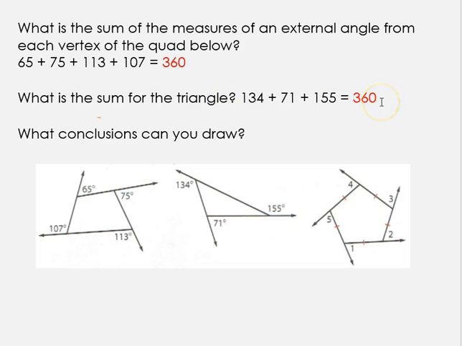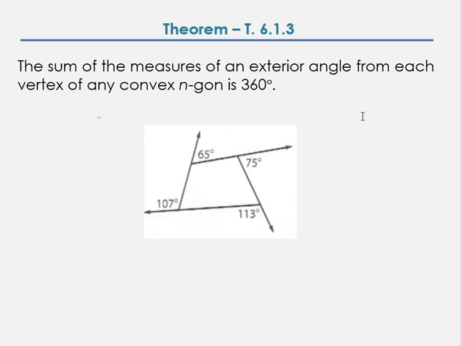Seeing the beginnings of this pattern, what conclusions can we draw? Well, we could accurately conclude that if we have a pentagon here and we added 5 exterior angles, their measure would be 360 degrees. This leads us to the next theorem, theorem 6.1.3. The sum of the measures of an external angle from each vertex of a convex n-gon is 360 degrees. This n-gon does not have to be regular. And remember, this is for external angles.